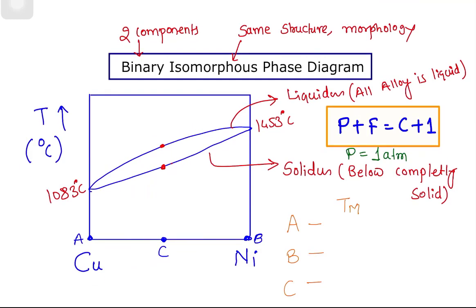Here we will see the binary isomorphous phase diagram. The typical phase diagram will look like this. On the x-axis we have weight percent nickel. Weight percent nickel is increasing from 0 to 100%. Similarly for copper it will decrease from 100 to 0%. The melting point of copper is 1083. The melting point of nickel is 1453.